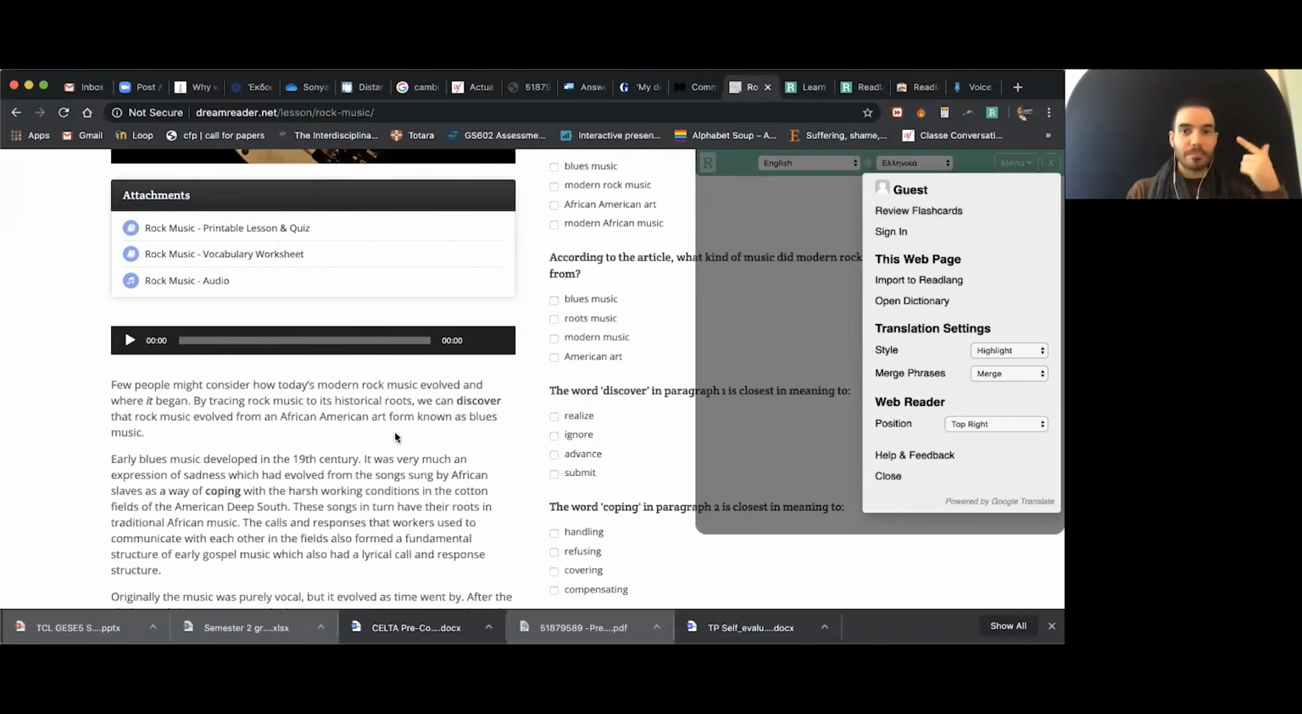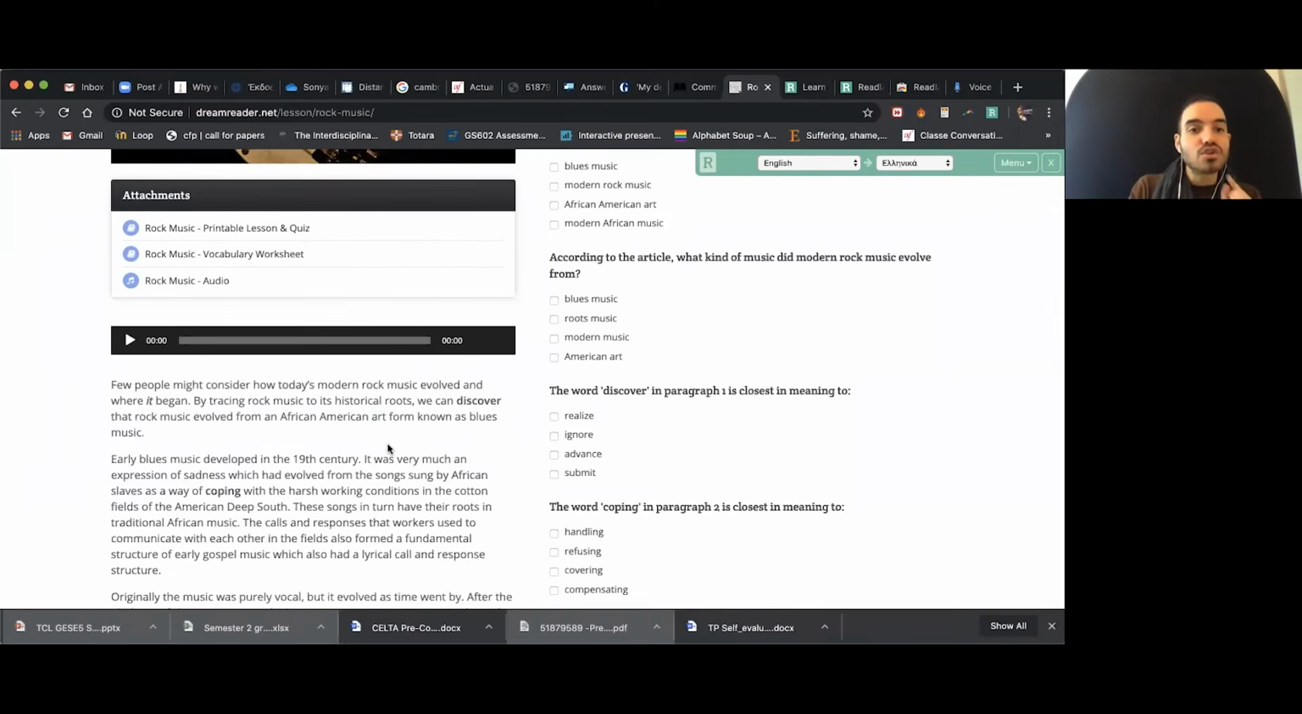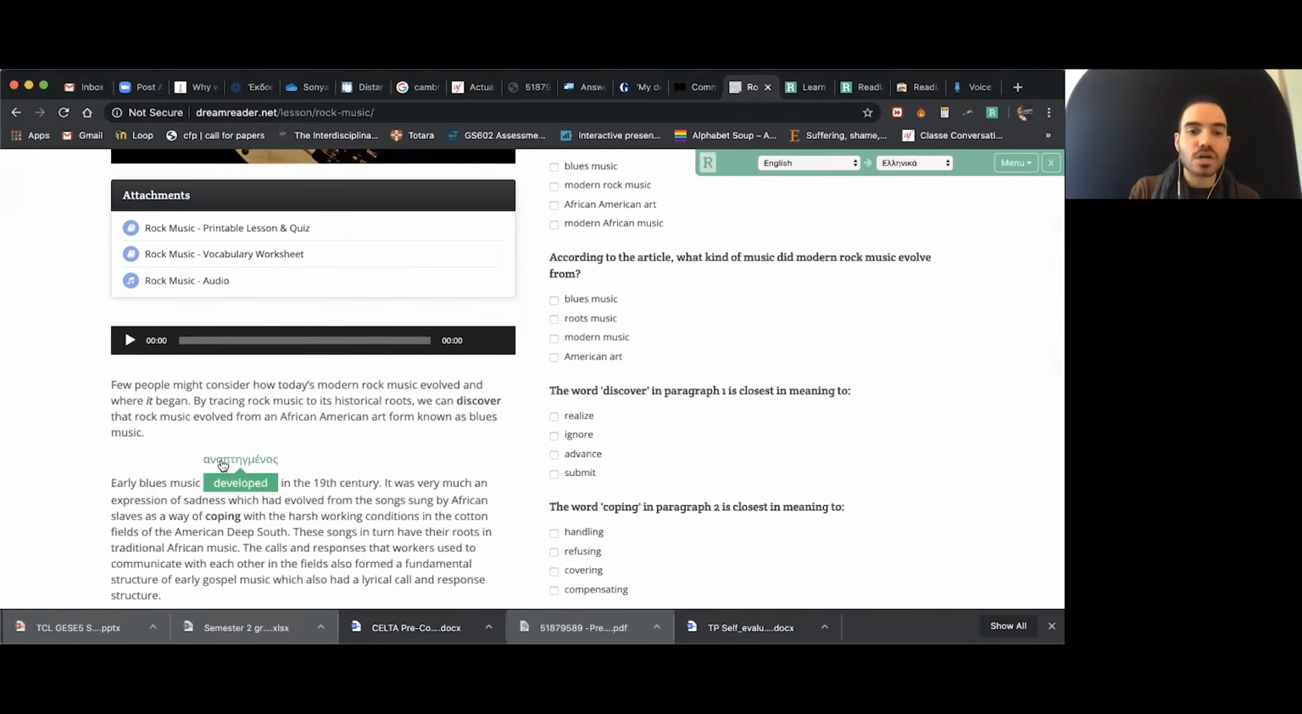I'm going back to repeat. If you want to translate the word, you get your mouse, you click on the word you want, and it translates it for you. You do not need to have an account. If you want to create flashcards for revision, you need to create an account. The account is for free. You don't have to pay.